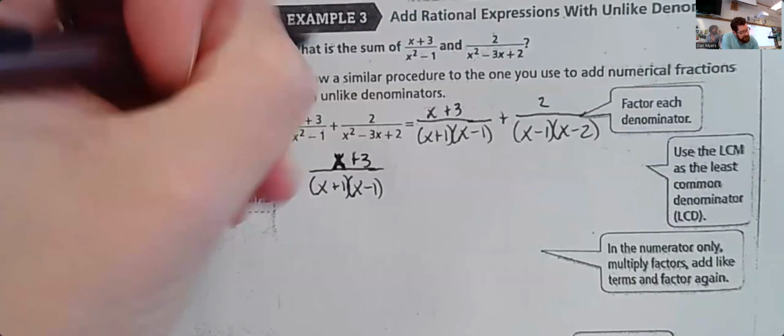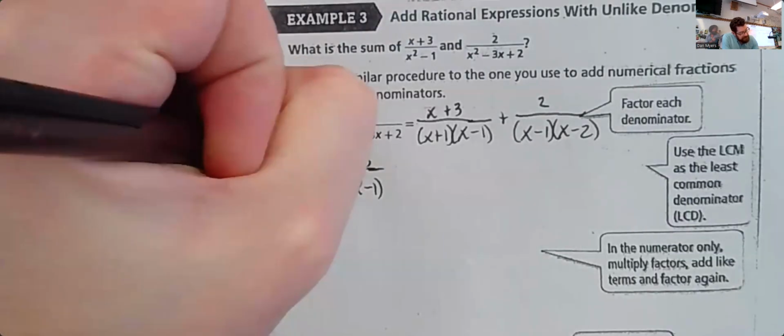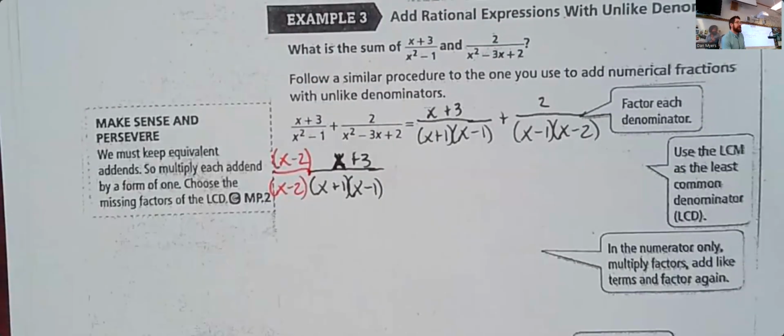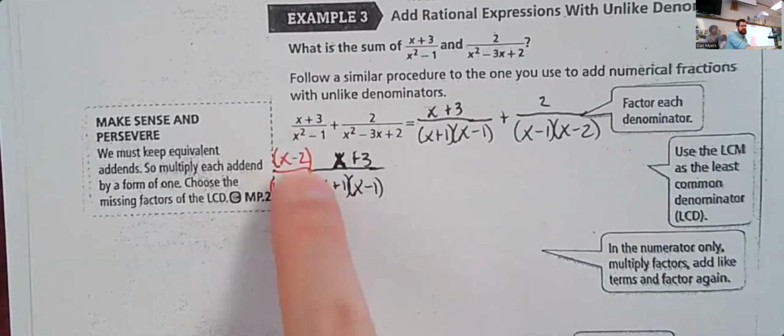And then on the numerator and denominator, we're going to multiply by the missing binomial, which is x minus 2. So numerator and denominator get multiplied by that, because we don't want to change the value of the fraction. And we talked about this yesterday. When you multiply the same thing on top and bottom, it just means you're multiplying by 1. It's a unique form of 1. And then we're going to add.